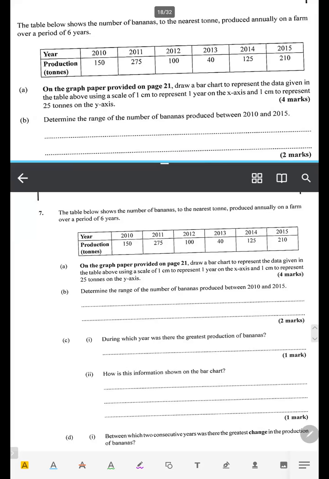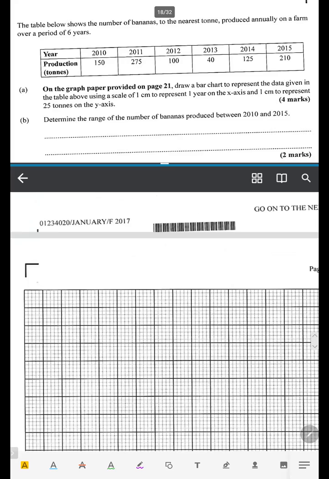Remember, a bar chart must be spaced out. There must be a space between the bars. They must be evenly spaced, and all the bars must be of the same width. And then the height of the bars corresponds to the frequency or the value that they're measuring. Draw a bar chart using the given data using a scale of 1 centimeter to 1 year on the x-axis, and 1 centimeter to 25 tons on the y-axis. So we'll need to draw that bar chart on this graph right here.